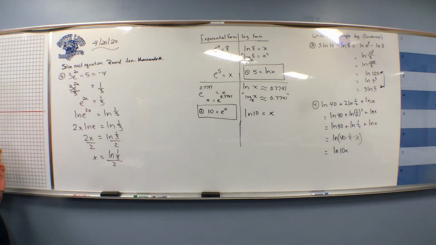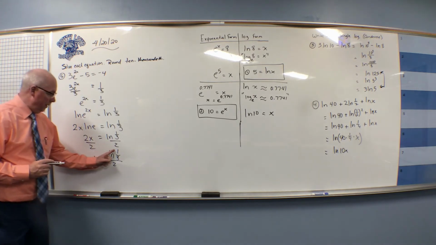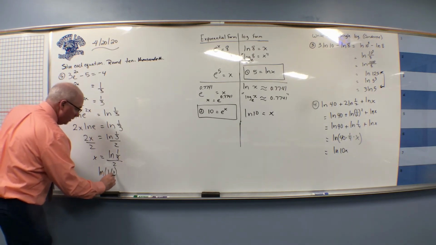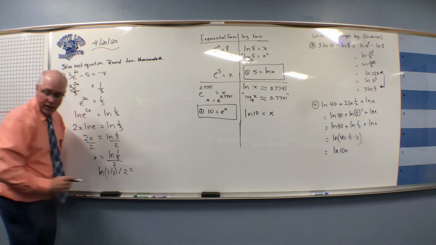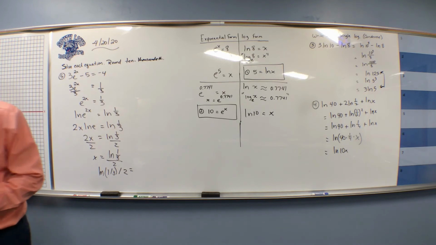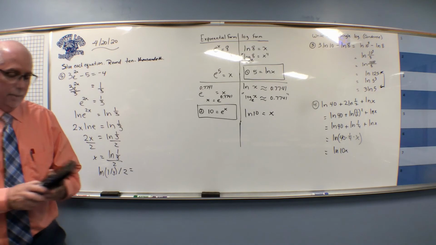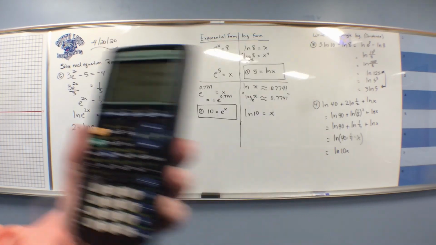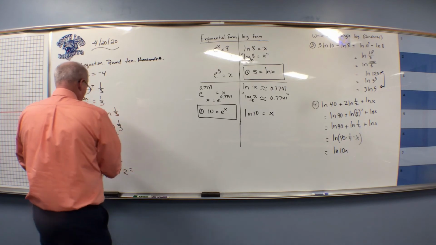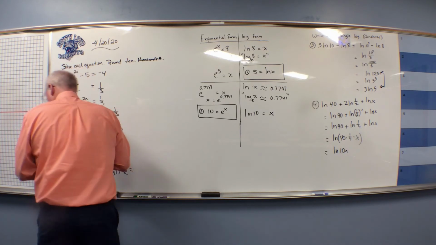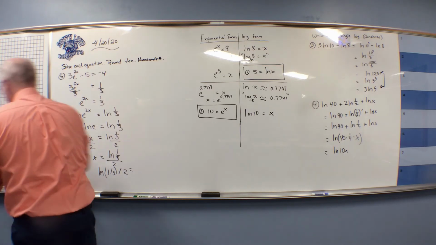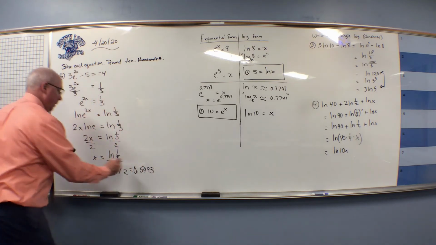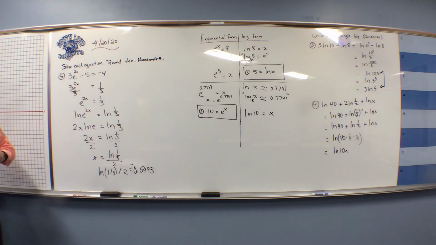Now it's very important how you plug this into your calculator. When you push natural log, it'll automatically put a parenthesis there. So we want to take 1 divided by 3, close the parenthesis, divided by 2. And when you do that, you should get this value. If I'm going to the nearest 10,000, I would get a negative 0.5493. It's negative, and that's how we solve an equation.